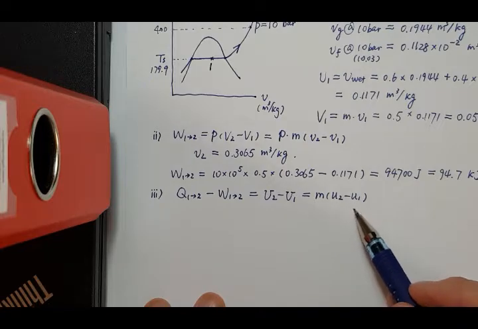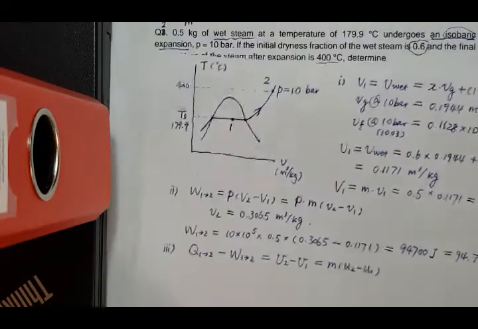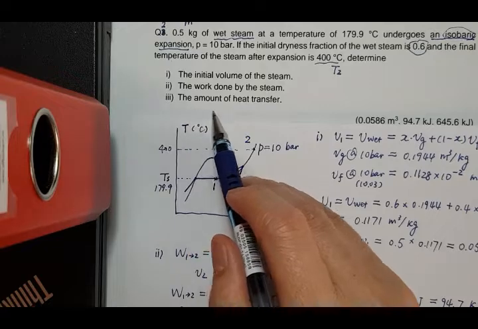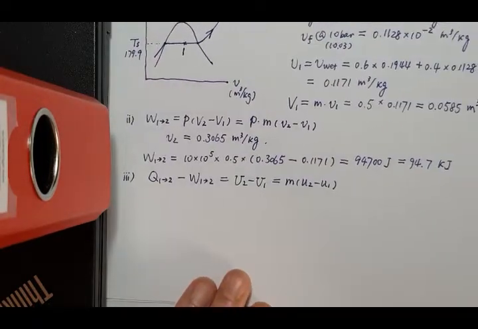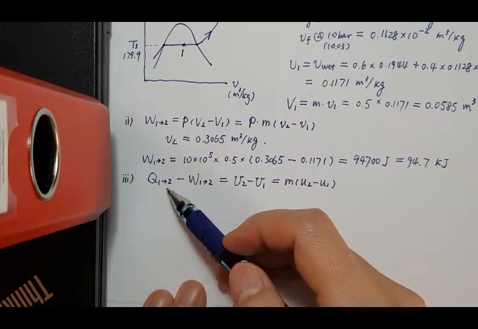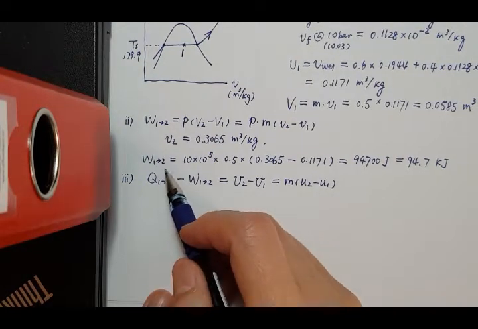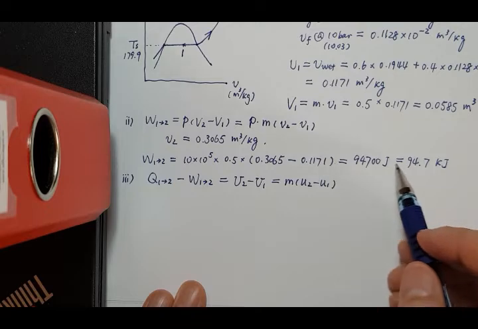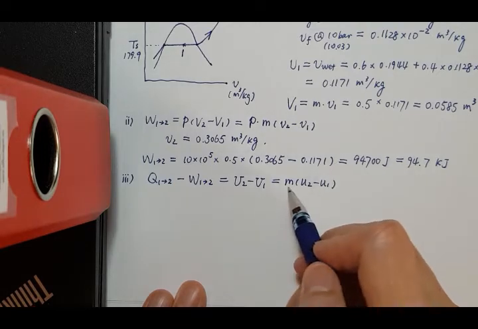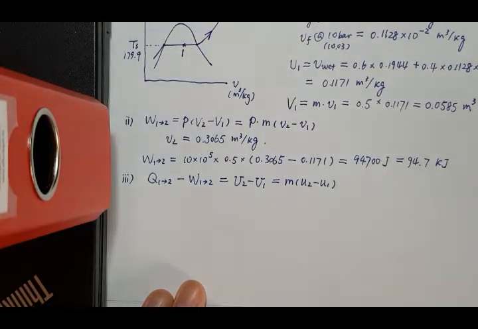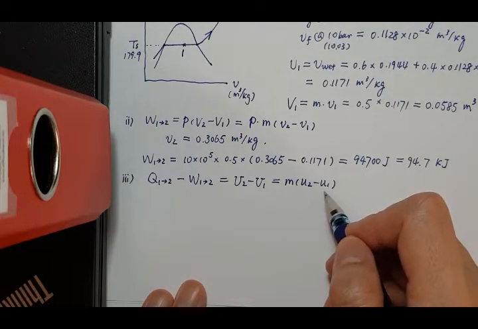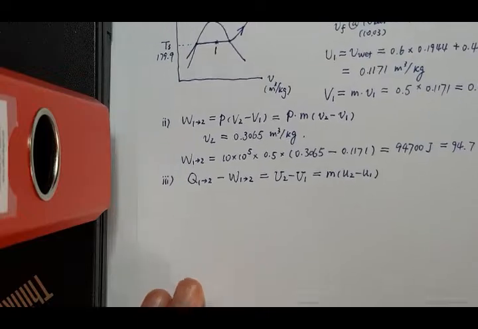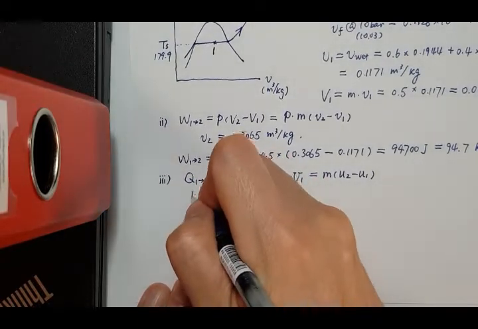Okay, u2 and u1. So what we are going to calculate is the amount of heat transfer during this process. We just calculated W1 to 2, and then we know the mass, right? So what we need is to find out u2 and u1. Now let's have a look at u1 first of all.